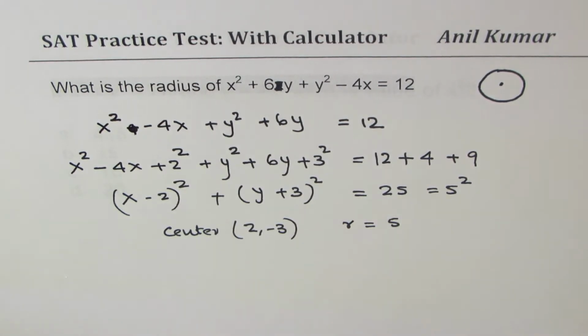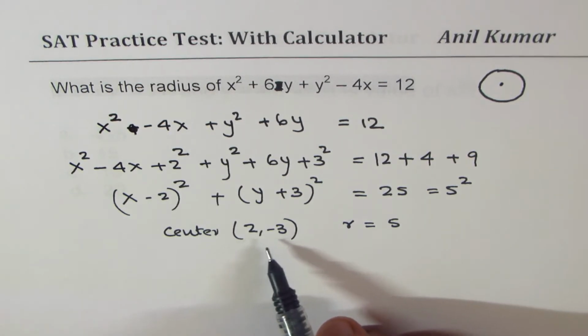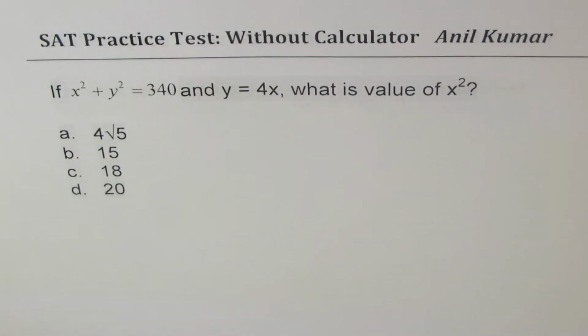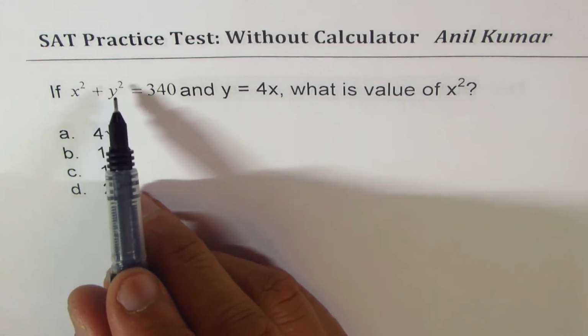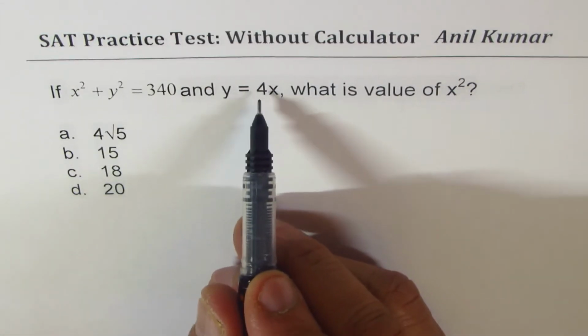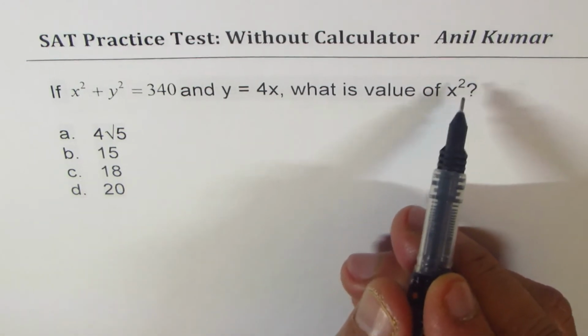So that is how you can get the radius of your circle, right? At times they can also tell you to find the center. Now let's see the next question, which is: if x squared plus y squared equals 340 and y equals 4x, what is the value of x squared?